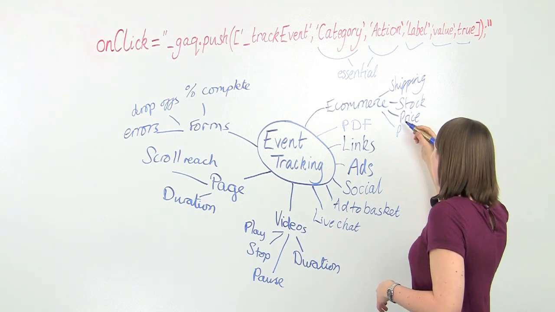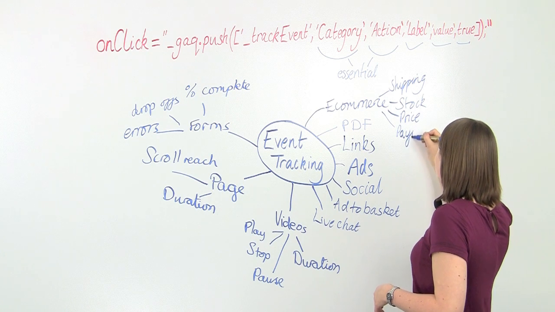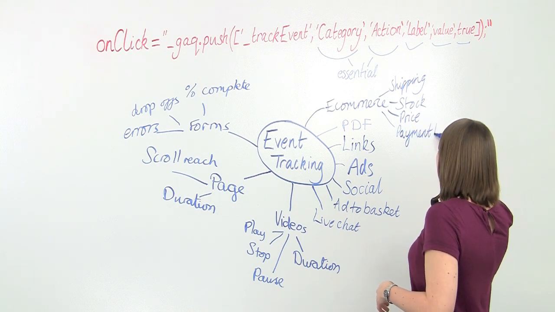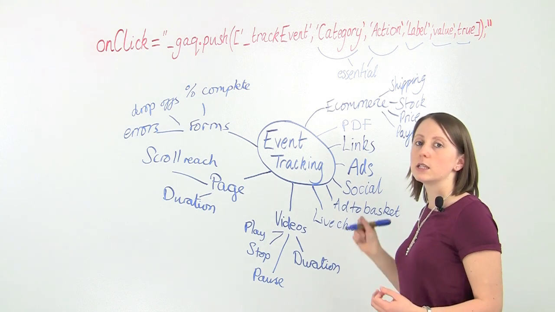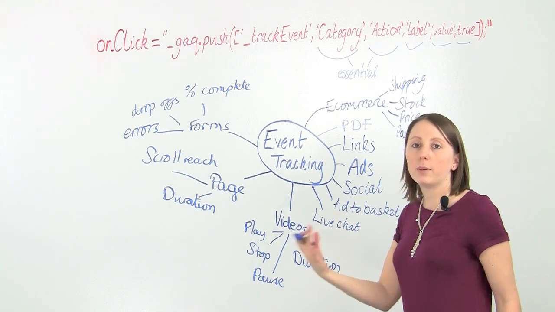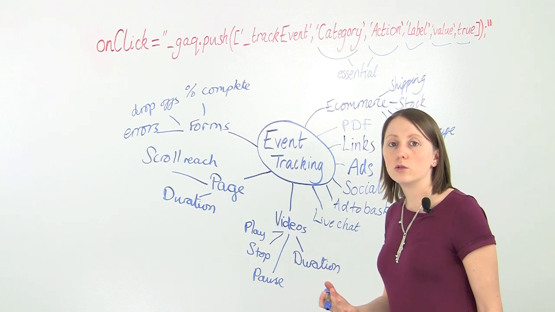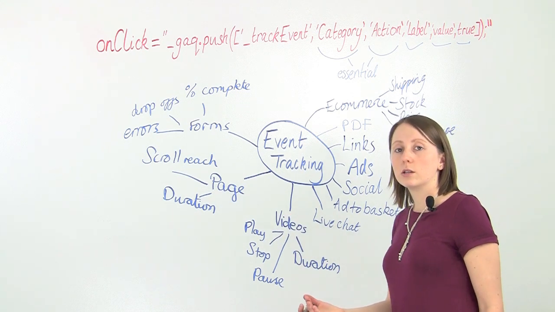So we've got stock, price, we can also have payment type, just so that you can work out what works better, and also whether the conversion rates differ between PayPal users compared to credit card users. That can help you work out which ones are going to be more successful.